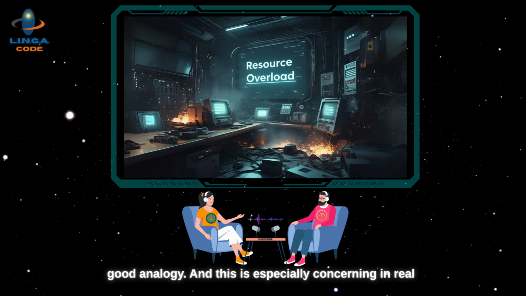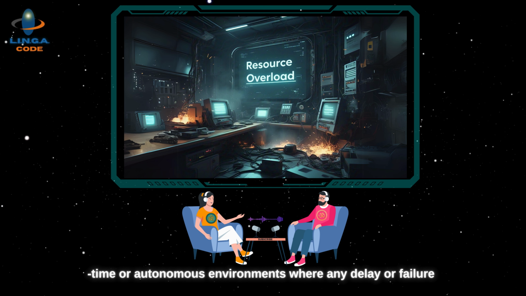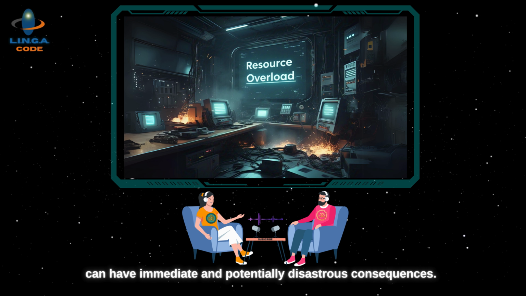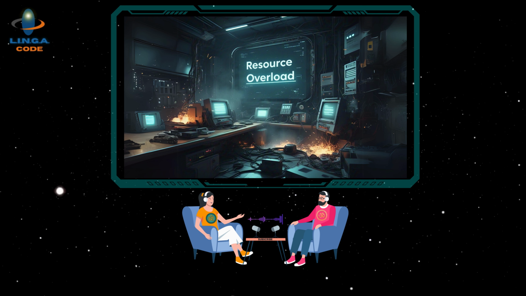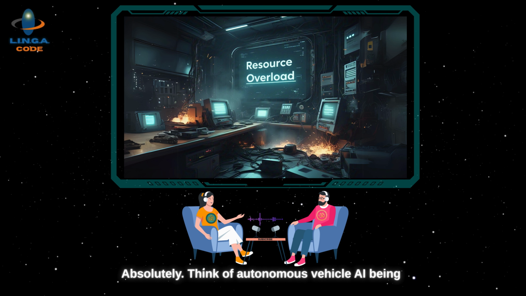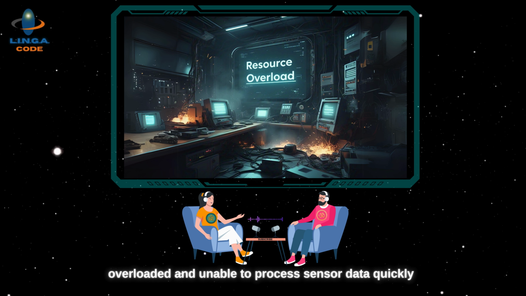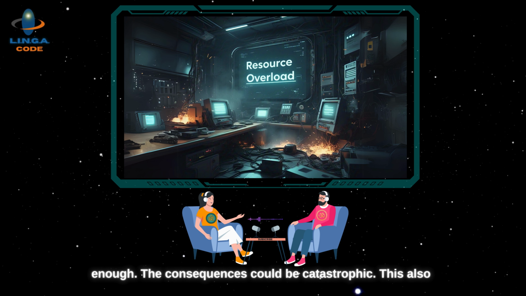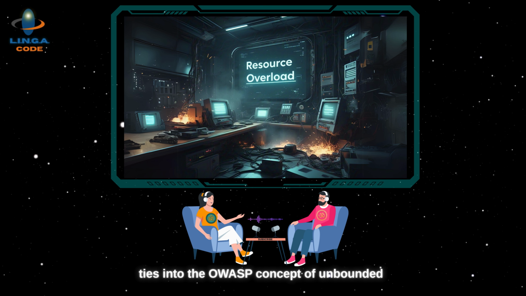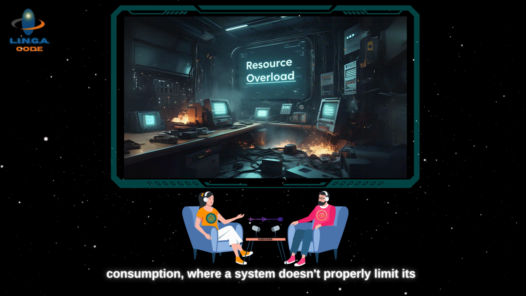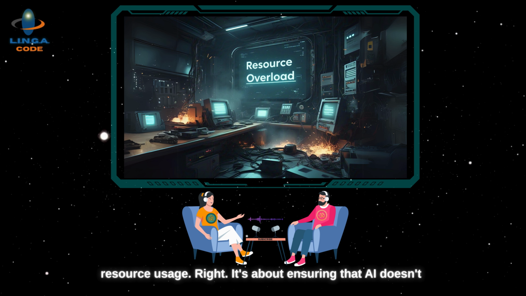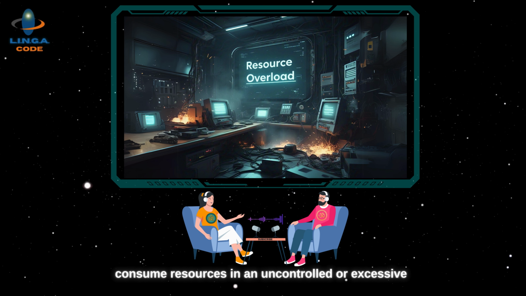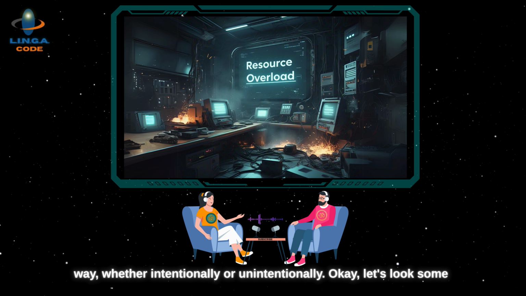That's a good analogy. And this is especially concerning in real-time or autonomous environments where any delay or failure can have immediate and potentially disastrous consequences. Absolutely. Think of an autonomous vehicle AI being overloaded and unable to process sensor data quickly enough. The consequences could be catastrophic. This also ties into the OWASP concept of unbounded consumption, where a system doesn't properly limit its resource usage. Right. It's about ensuring that the AI doesn't consume resources in an uncontrolled or excessive way, whether intentionally or unintentionally.